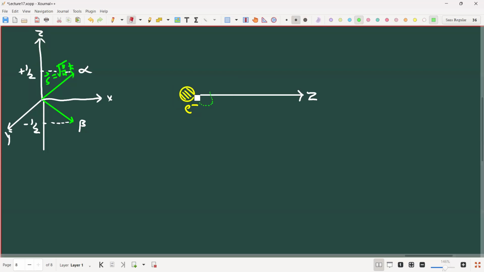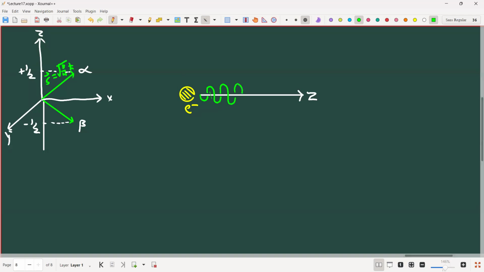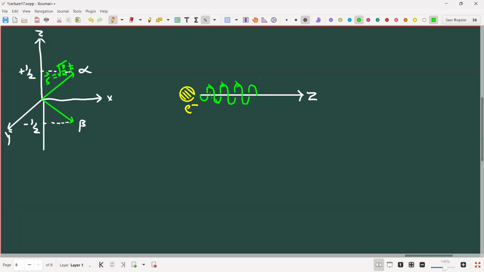Let me see if I can draw it just right. If it's moving towards me, it's going to be moving this way. Imagine it has a vector that's pointing out of it and it's oscillating in time, like this. But remember, it's a wave. So this is +1/2.